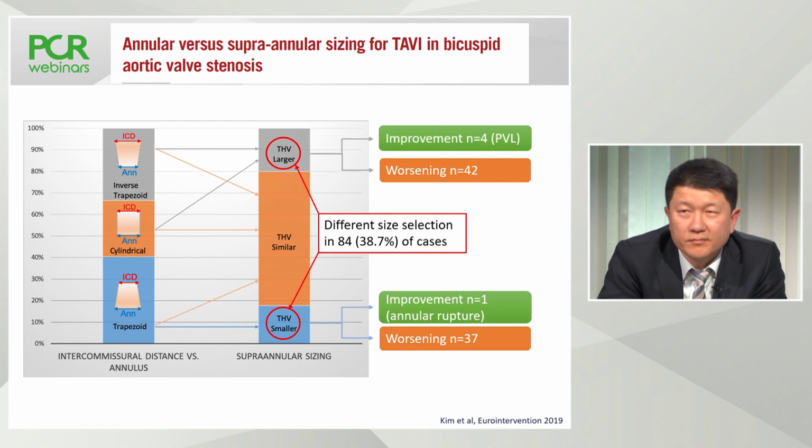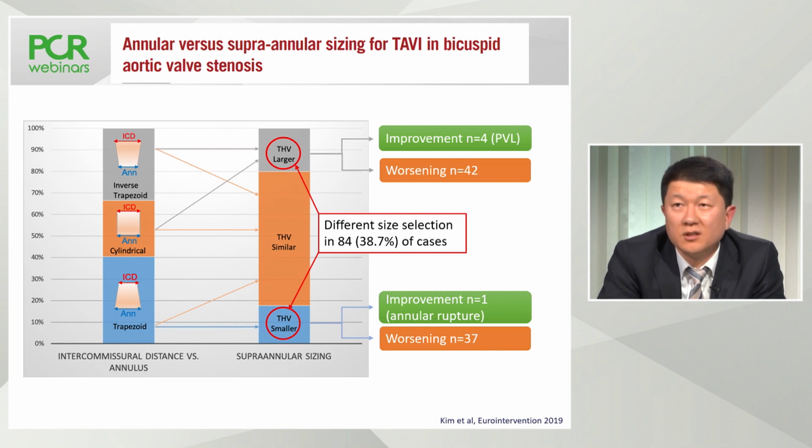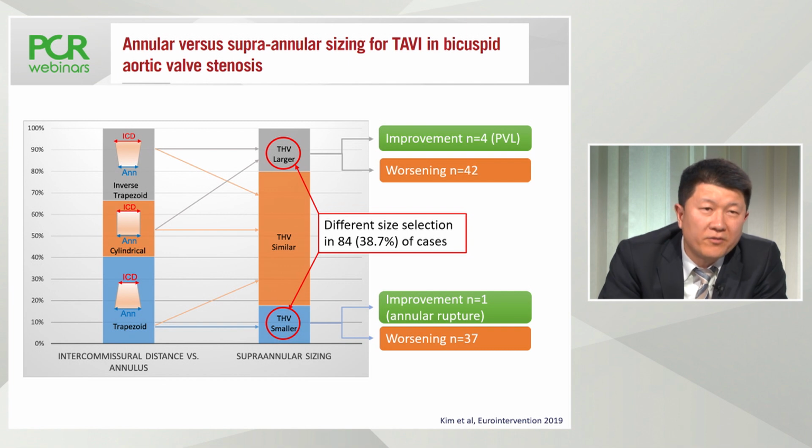There was high device success, and there were only a few patients where supra-annular sizing would have been useful, and you can see it on the slide. When you compare a supra-annular measurement, there would have been a different size selection in around 40% of cases. And given the good results that we had with annular sizing in most patients, a different size selection probably would have led to a worse outcome. That's what we assume.